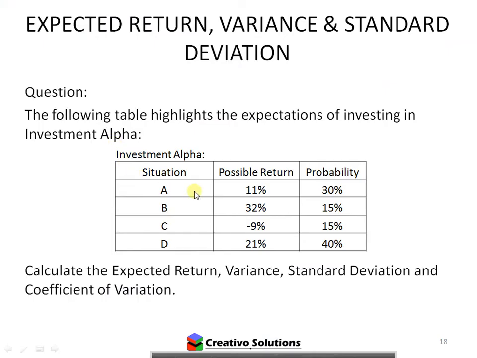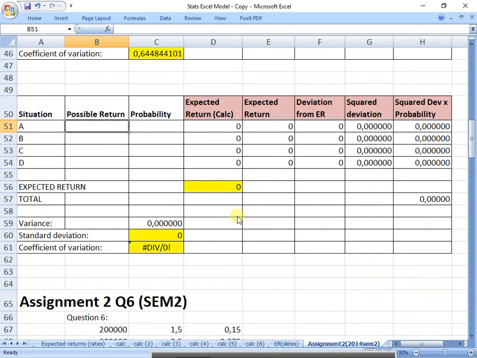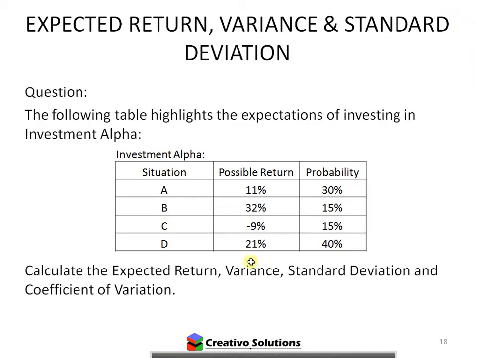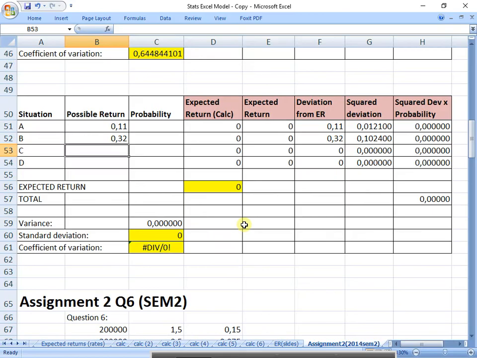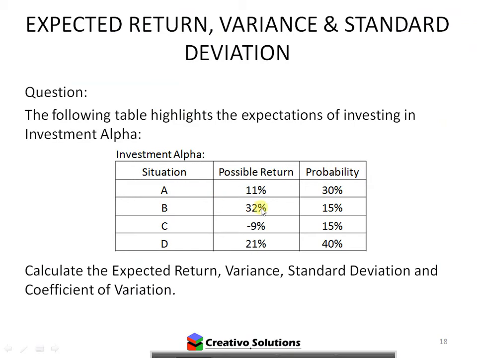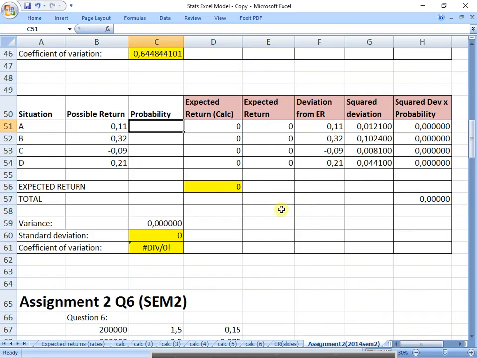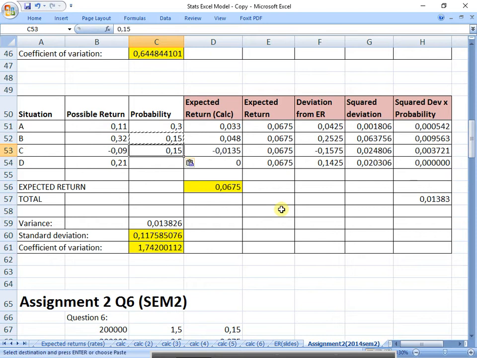Alright, so the possible returns for A: 11, 32, so 0.11, 0.32. Right, then we've got negative 9% and then plus 21. Okay, the probabilities: 30, 15, 15, 40. Okay, did you guys get that? Yes.